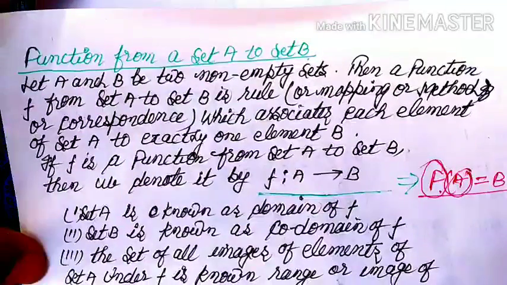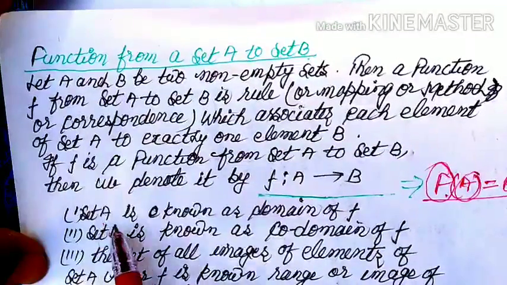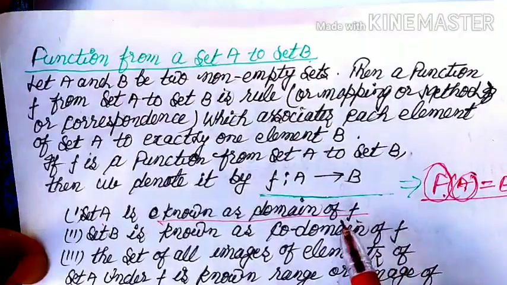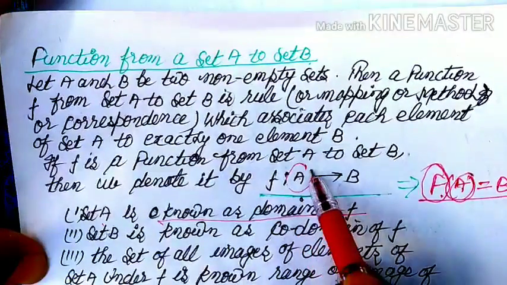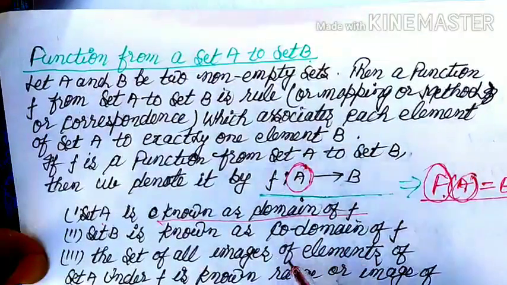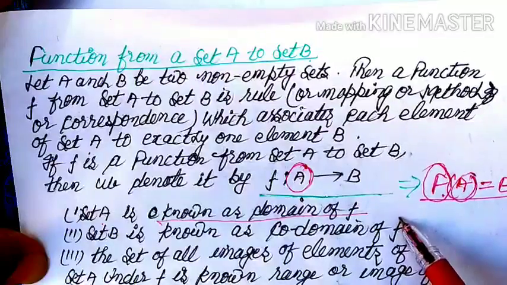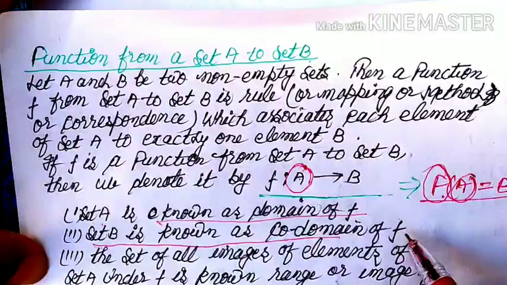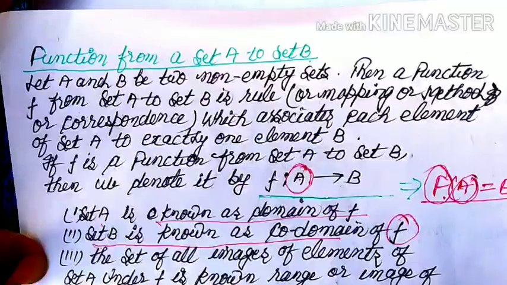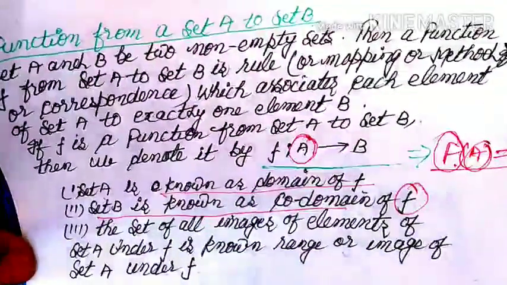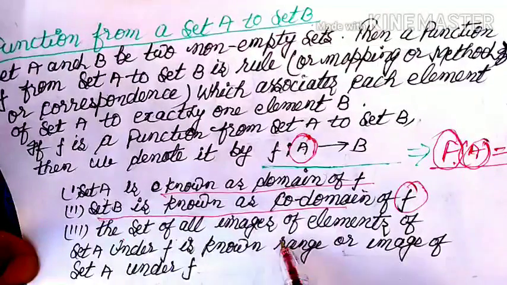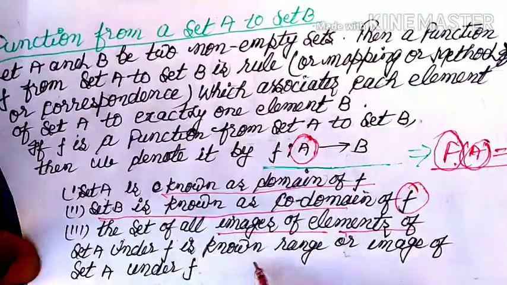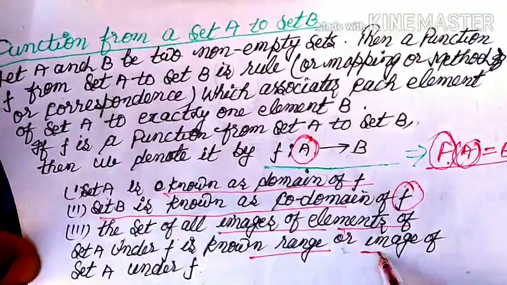In terms of function, set A is known as the domain of f. It means set A is the domain of the function, and set B is known as the codomain of the function. And next, the set of all images of elements of set A under f is known as the range or image.